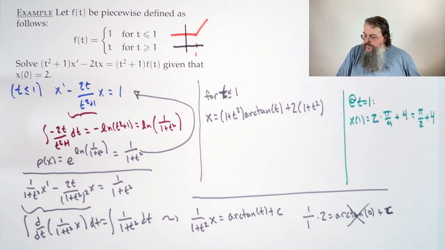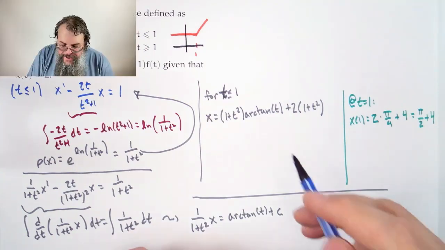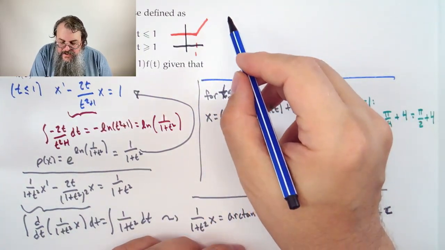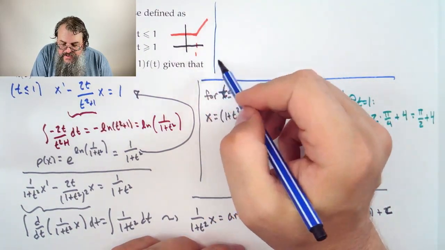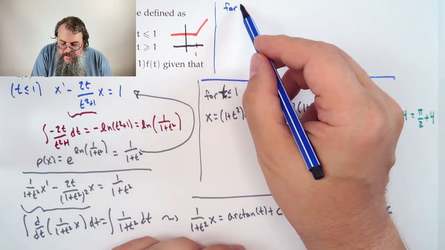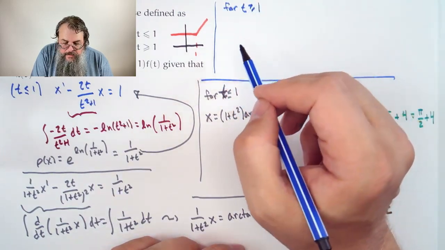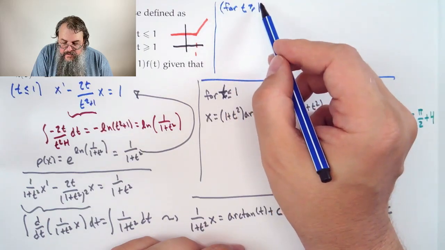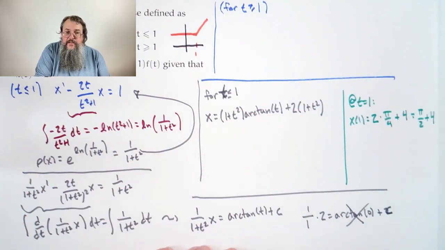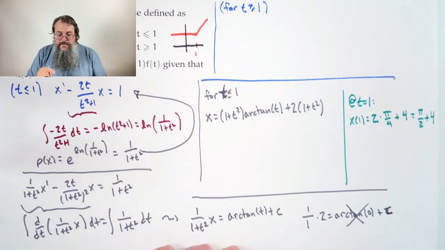Let me find a good pen. All right, I've got a good pen here. So we'll do it upstairs here. So for t greater than or equal to 1. Okay, so we've done t less than or equal to 1. We're going greater than or equal to 1.